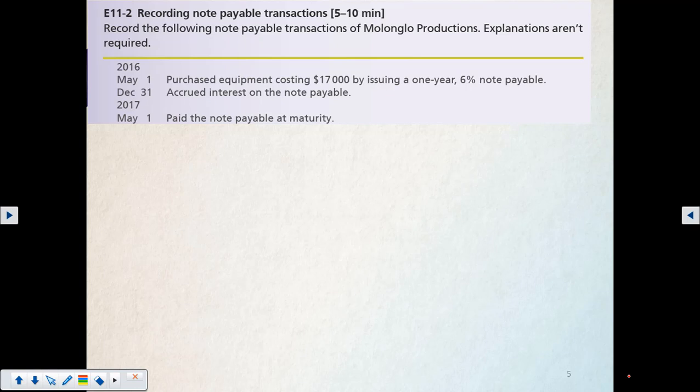Interest on an expense is always payable. You need to write interest expense, of course, and then it becomes interest payable, not accrued interest. Okay. Some simple journal entries should not be a big deal.